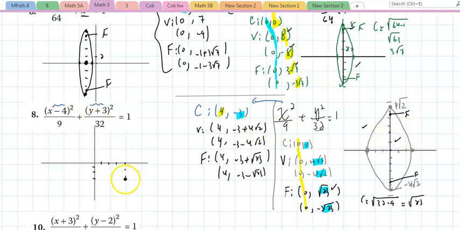I'm going to move 3 units to the left, 1, 2, 3. 3 units to the right, 1, 2, 3. I'm going to move a number between, we said 32 was between 5 and 6. So go up 1, 2, 3, 4, 5, 6. So somewhere in there. And 1, 2, 3, 4, 5, 6, somewhere in there.